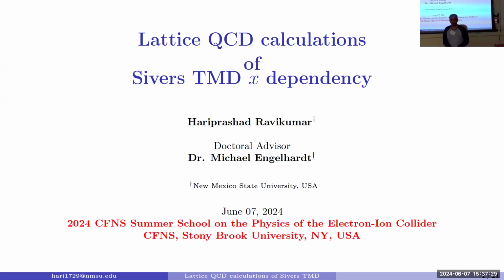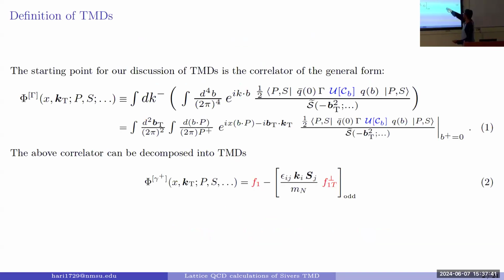Hi everyone, my name is Hari Prashad Ravi Kumar. I'm working on calculating the X dependency of the Sivers shift from lattice QCD with Dr. Michael Engelhardt from New Mexico State University. Let's dive in. So we have all seen this. It's a bilinear operator with a quark separation, with the clock separation B and with the Wilson line connecting the quarks.